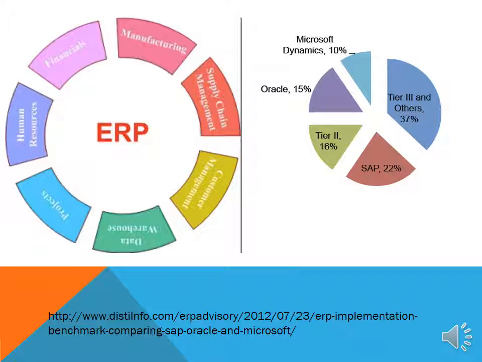And you can see human resources, financials, manufacturing, supply chain management, customer management, data warehouse, projects. It encompasses every major aspect of the institution, of the business. And two very common ERP systems, Microsoft Dynamics and Oracle, and there are others.